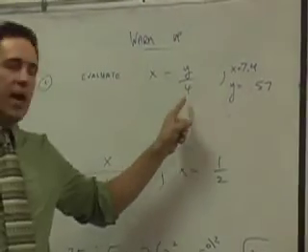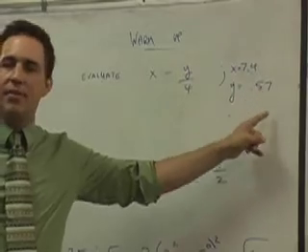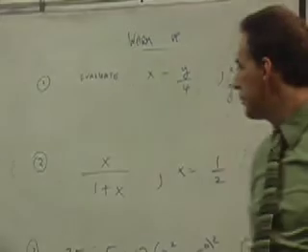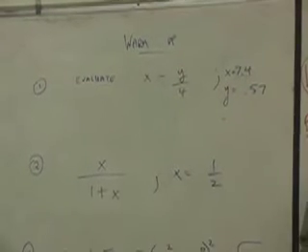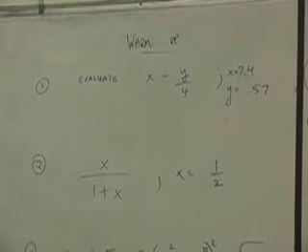Evaluate x minus y over 4 with x equal to 7.4 and y equal to 0.57. Anybody want to talk about what happens here? Shannon. Okay. First you have to make the pockets. Good for you. Always make the pockets first, right? That's the number one thing.